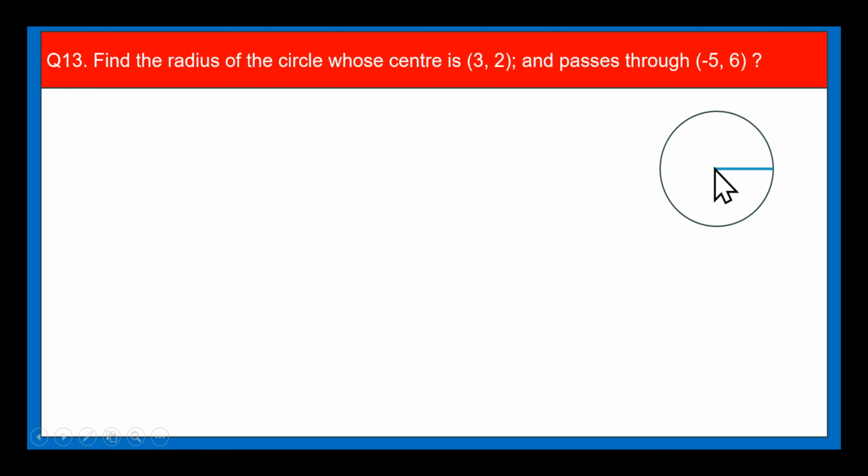Okay. Now, the distance between the center of the circle to any point on the circle will give us radius. Radius is nothing but the distance between the center of the circle and any point on its circumference. This length is radius. This length is nothing but the distance between these two points, isn't it? You see, here is the solution. We are given two points. Let us name the first point as P, coordinates (3, 2). And let us assume the second point is Q, coordinates (-5, 6).